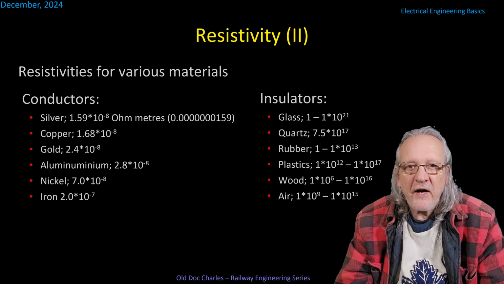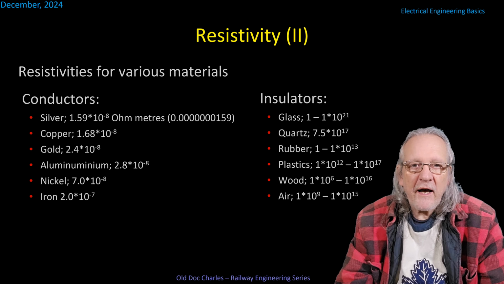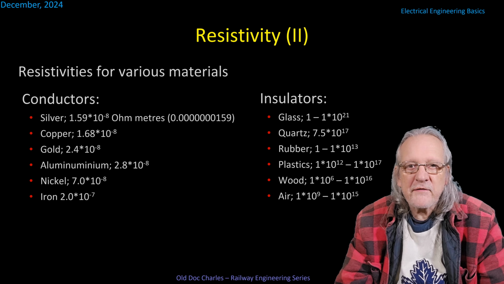It's partly due to the type of wood, and it's also partly due to how wet the wood is. So if your wood is quite wet, it's going to have a much lower resistivity than if you've got dry wood. And the same with air. Really, it depends on how moist the air is. So if your air is very moist, it's going to have a lower resistivity than if your air is quite dry. All right, so that's the various resistivities.